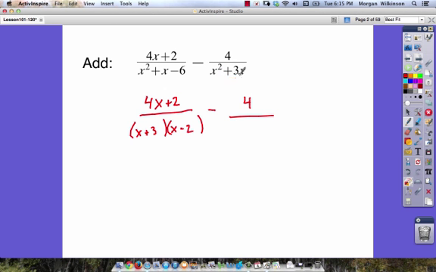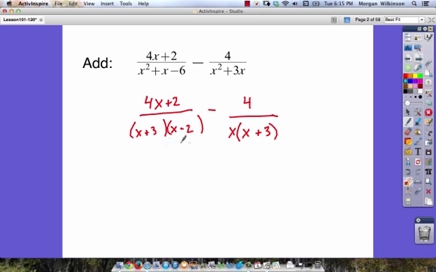Minus 4 over, and this one, we can factor this as well. Both of these terms have an x, so let's factor out an x. We're going to get x times x plus 3. Now, all we need to do is find our common denominator, rewrite our fractions, and simplify.